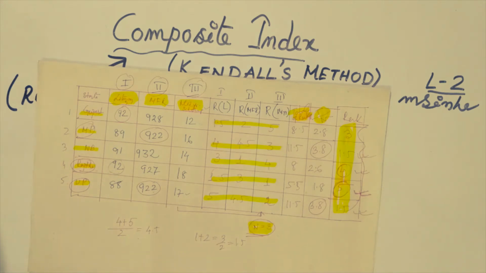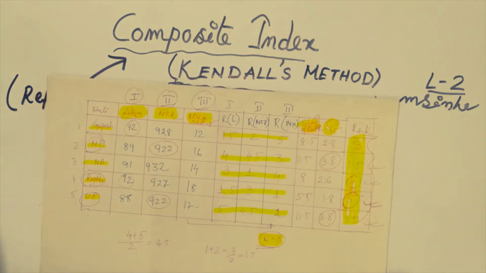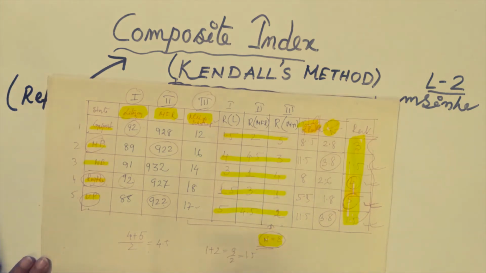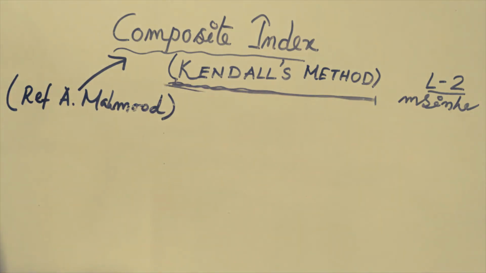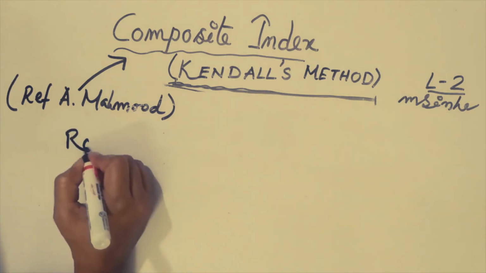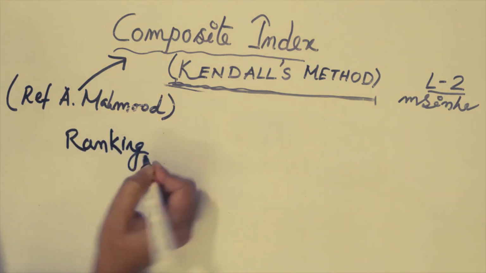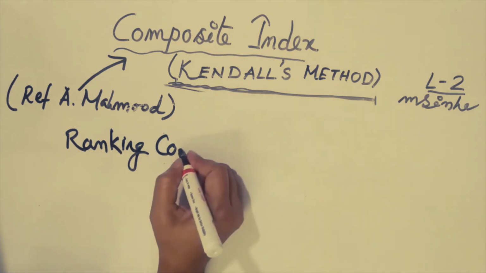So now come to the formula of the composite index with the help of Kendall's ranking system. Here the principle of ranking, the analogy of ranking, is taken from Kendall's method of correlation, and we use it according to Aslam Mahmood. Now come to the formula. The basic formula of rank correlation is the ranking coefficient index.